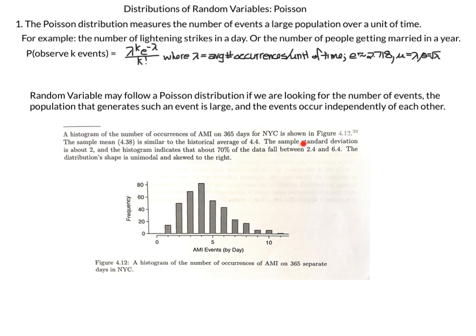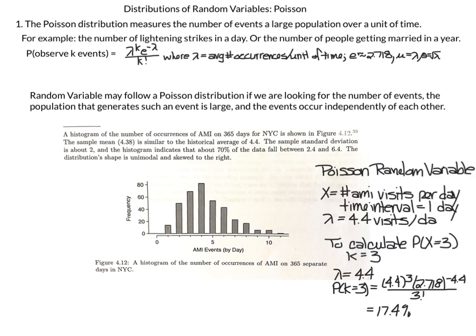Here we have a histogram showing the number of occurrences of AMI, I think that's a type of heart attack, on 365 days for New York City. The sample mean, which is somewhere around here, 4.38, is similar to the historic average of 4.4. The sample standard deviation is about 2, and the histogram indicates that about 70% of the data fall between 2.4, somewhere here, and 6.4, somewhere here. The distribution shape is unimodal and skewed to the right as it trails off to the right.